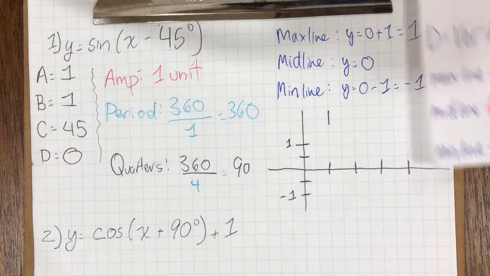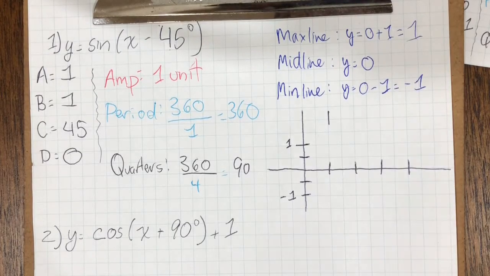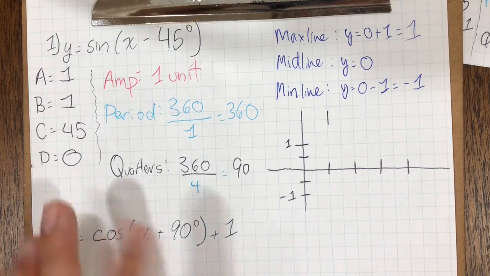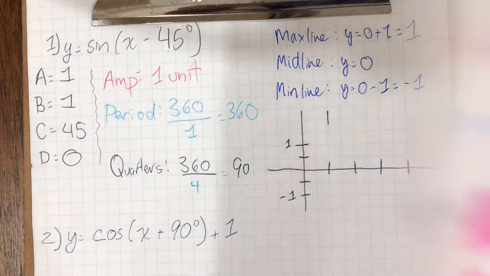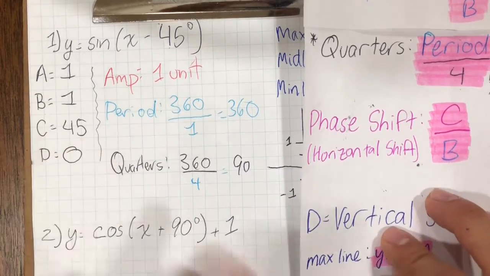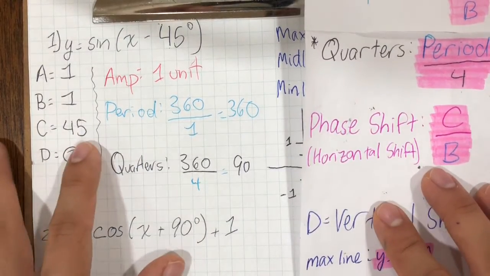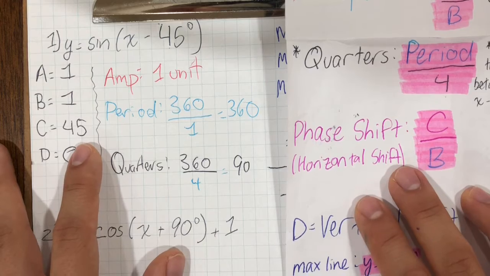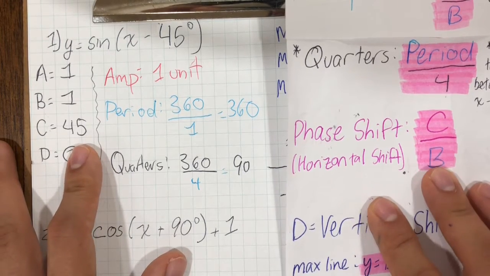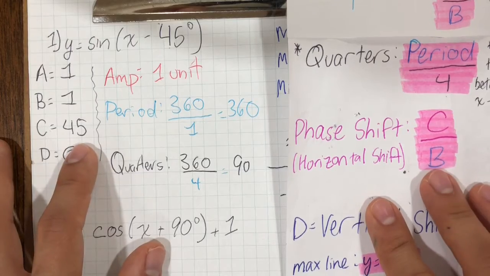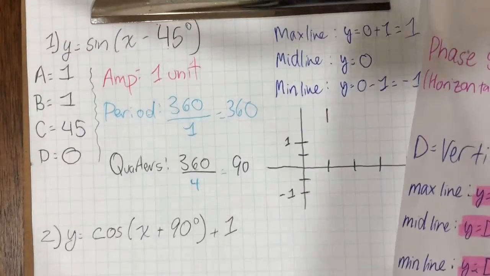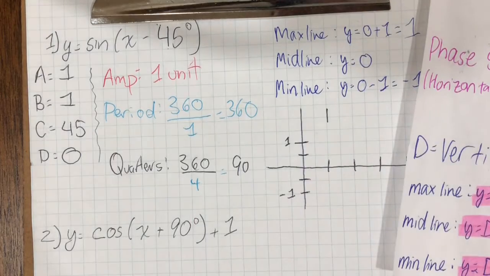All right. And then if we take a look, there's one more thing that I forgot in the graph. We didn't use the number for C to figure out what the phase shift would be. So we take the number for C, which is 45, and divide it by the number for B, which is 1. I'm going to write it down here.